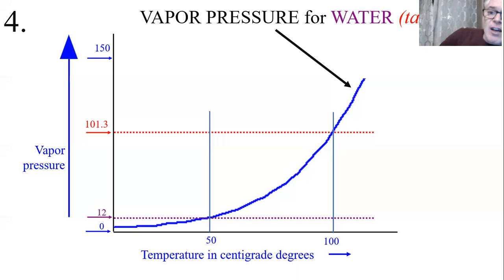Now, ready for this? This is going to be really hard to understand, but really cool. This curve also represents the boiling point for water at any pressure. So let's start with 101.3 kPa. If we go right across the graph on the red dotted line, where does the blue curve cross that pressure? At 100 degrees. What does that mean? That means at normal pressure, water will boil at 100 degrees. When the vapor pressure matches the air pressure, that's going to be the boiling point.